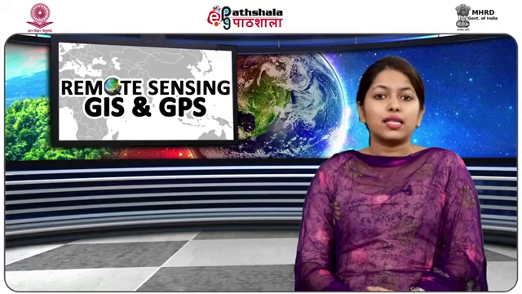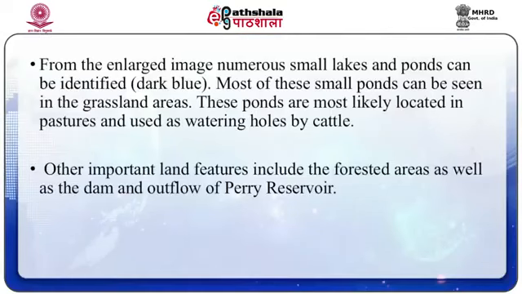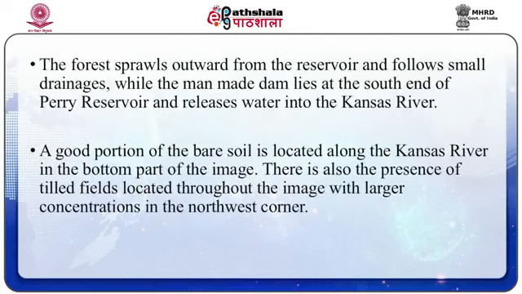A good portion of the bare soil is located along the Kansas River in the bottom part of the image. There is also the presence of tilled fields located throughout the image, with a larger concentration in the northwest corner. From the enlarged image, numerous small lakes and ponds can be identified in dark blue. Most of these small ponds can be seen in the grassland areas. These ponds are most likely located in the pastures and used as watering holes by the cattle. Other important land features include the forested areas as well as the dam and outflow of Perry Reservoir. The forest sprawls outward from the reservoir and follows a small drainage, while the man-made dam lies in the south end of Perry Reservoir and releases water into the Kansas River.